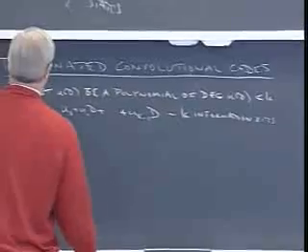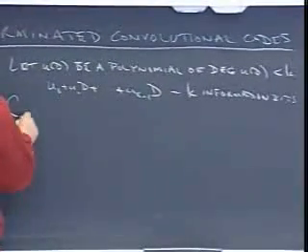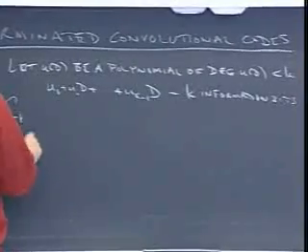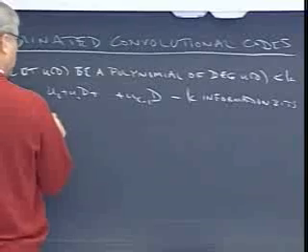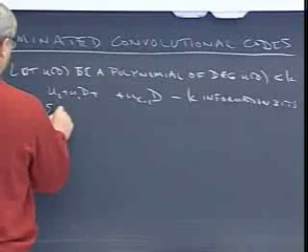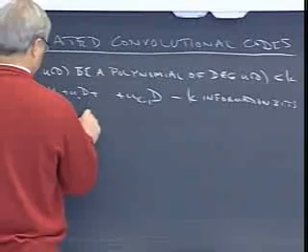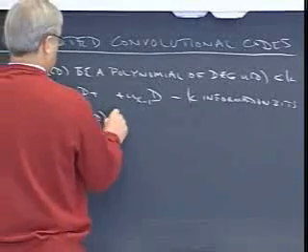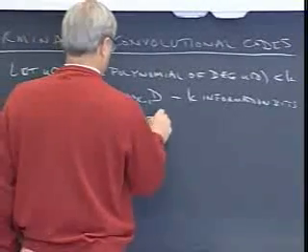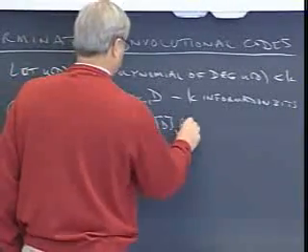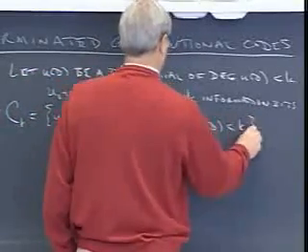What is then my code? My truncated code, let's call it C_k. That's not a very good notation, but we'll use it just for now. Will be this set of all u of D times g of D, such that u of D is polynomial, and the degree of u of D is less than k.